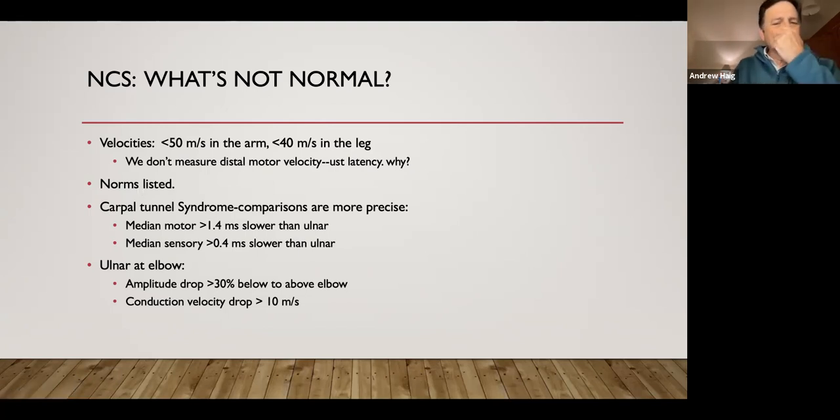For carpal tunnel syndrome, rather than looking at whether the median motor is slow, it's much more accurate to look at its comparison to the neighbor called the ulnar nerve. Now, if they both have a big neuropathy, that's a problem, but that's pretty uncommon. If the motor study is more than 1.4 milliseconds slower than the ulnar, that's carpal tunnel syndrome. If the sensory is more than 0.4 milliseconds slower than the ulnar, that's carpal tunnel syndrome. And the ulnar nerve, we talked about that, amplitude drop of more than 30%, conduction velocity drop of more than 10.